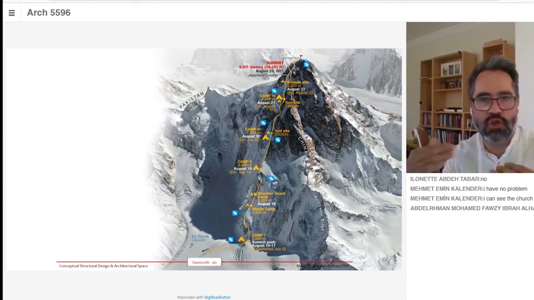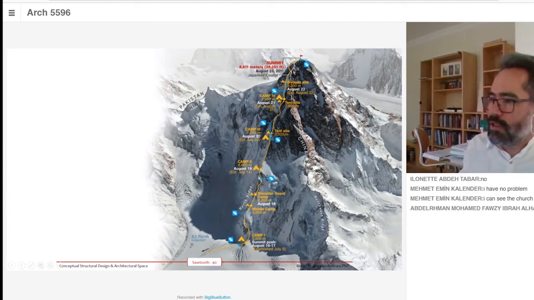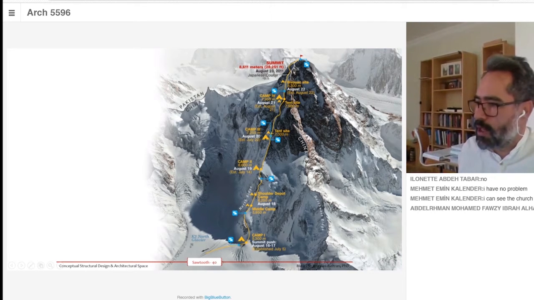So if you look at here, there is camp 1, 2, 3, 4. Instead of jumping from one to the other, what we do is we usually go higher.